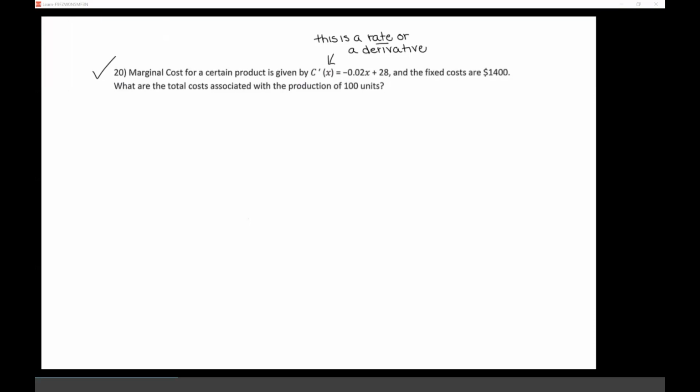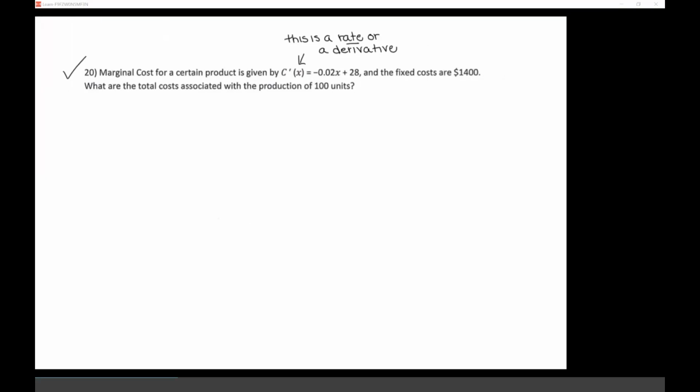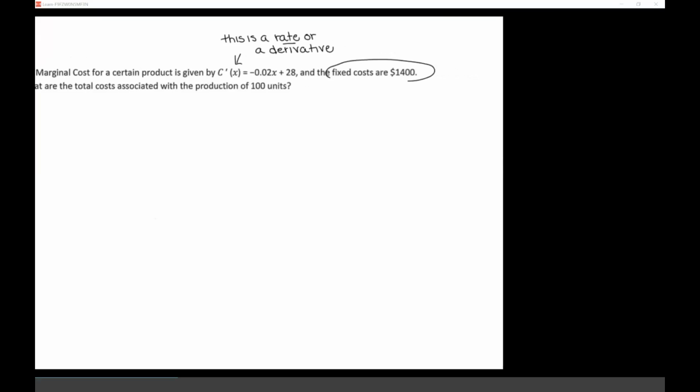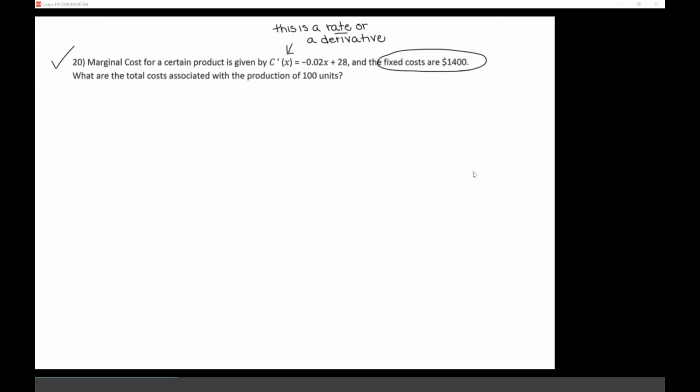So they tell you fixed costs are $1,400. Now this is an important thing, fixed costs. Can somebody with an accounting background or whatever tell me what's fixed cost? What does that mean? Somebody want to give it a shot? You don't have to give me the textbook accounting definition. In your own words, what are fixed costs?